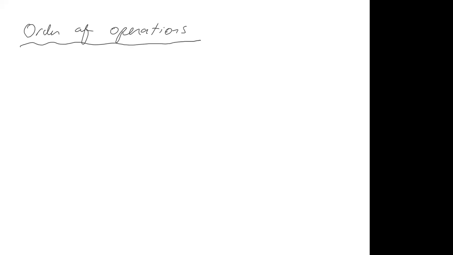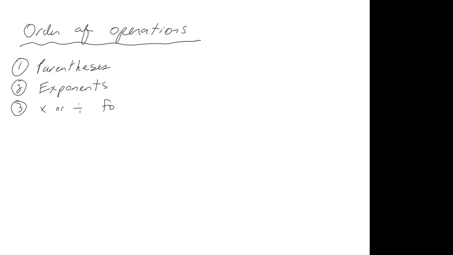All right, so the order of operations, if you guys remember, is first we do anything in parentheses. And then we do any exponents. We evaluate any exponents. And then we do multiplication or division from left to right. And then we do addition or subtraction, whichever comes first, from left to right. Some of you guys have memorized PEMDAS: Please Excuse My Dear Aunt Sally.